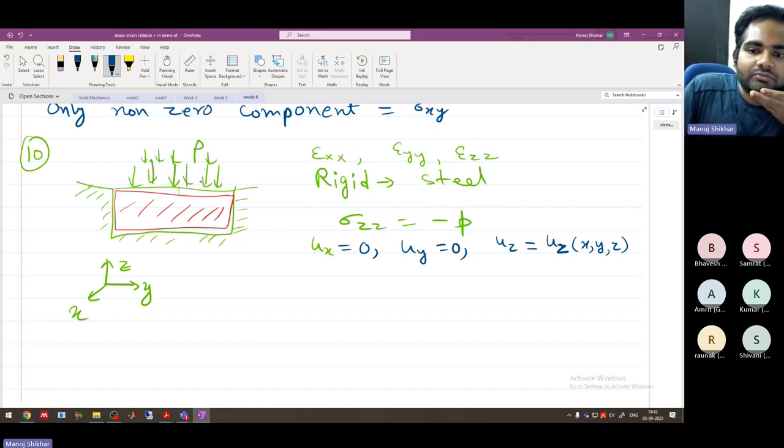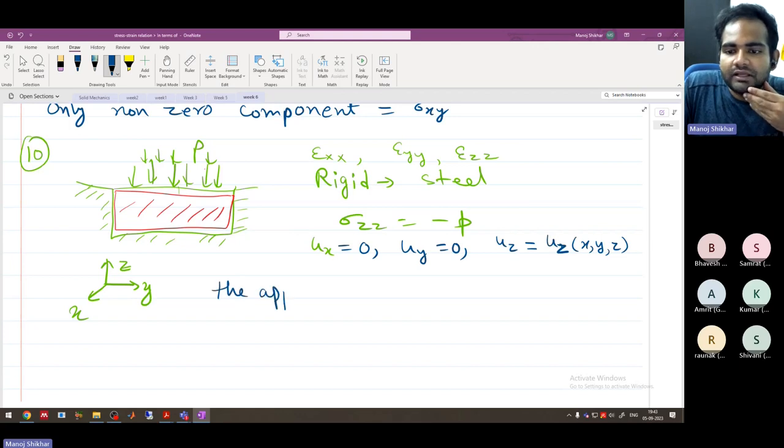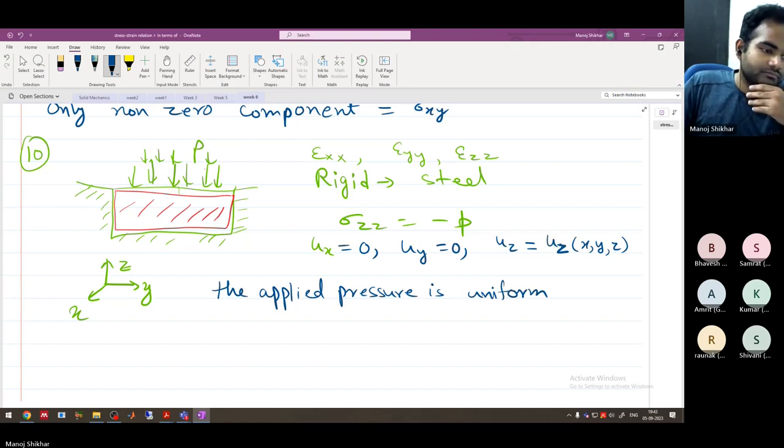Till now we have not assumed that uniform pressure is applied. Now they have also given that they are applying uniform pressure. The applied pressure is uniform. So what does this mean?